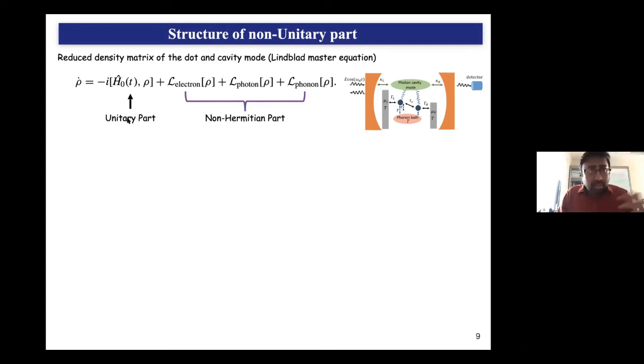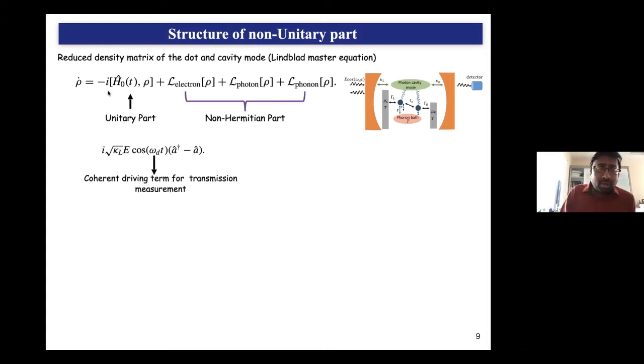So this can be very simply achieved. It's not very complicated. Now the reason for making this Hamiltonian time dependent is that if you are interested in doing a transmission measurement, then what you have to do is supply an input field and look at the output field. So this is essentially the input field that you are applying to your cavity. It is a coherent driving term, and that's what makes this Hamiltonian time dependent. This omega d is the driving frequency. That's another important parameter.